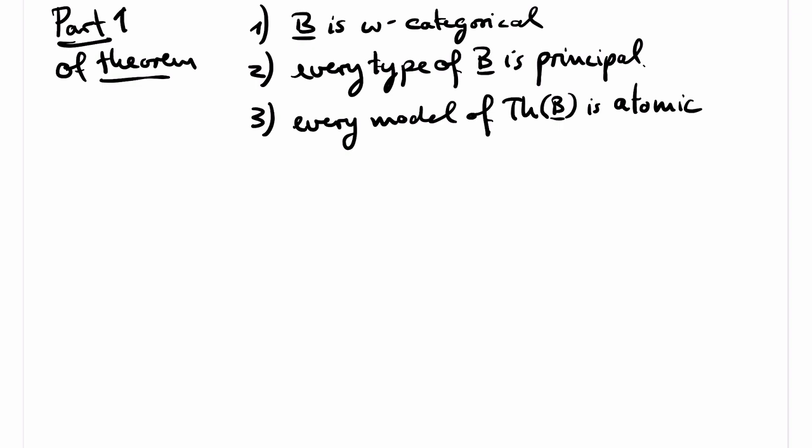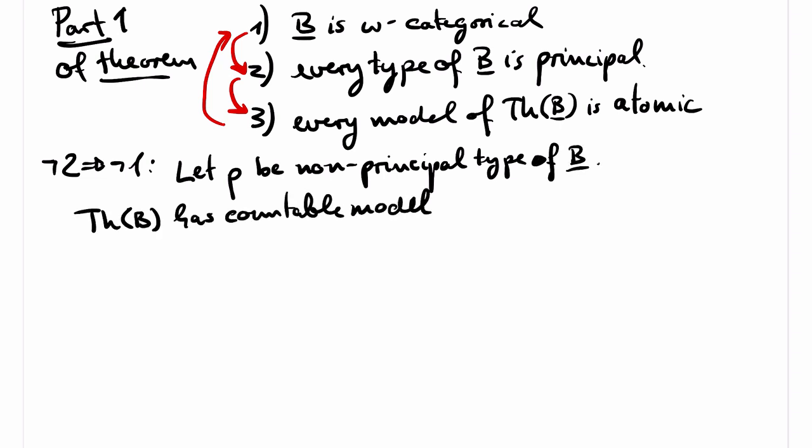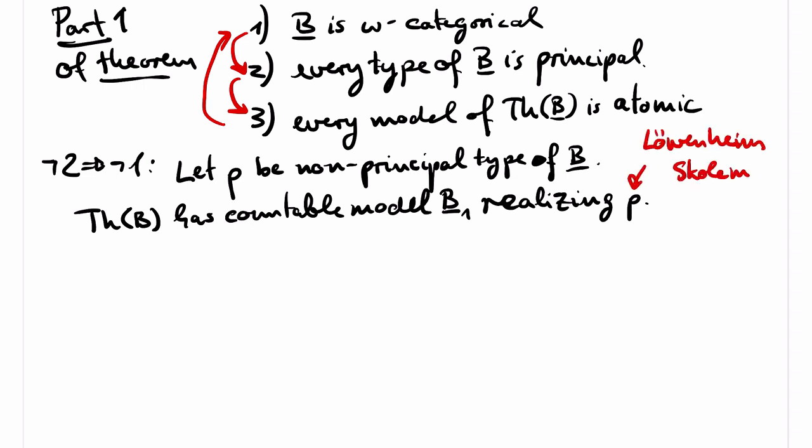We prove these equivalences in cyclic order, showing that 1 implies 2, that 2 implies 3, and that 3 implies 1. For the implication from 1 to 2, we show the contrapositive. So suppose that P is a non-principal type. The theory of B has a model B1, where P is realized. Every type can be realized, even in some elementary extension of B. And using the theorem of Löwenheim and Skolem, we may even assume that B1 is countable.